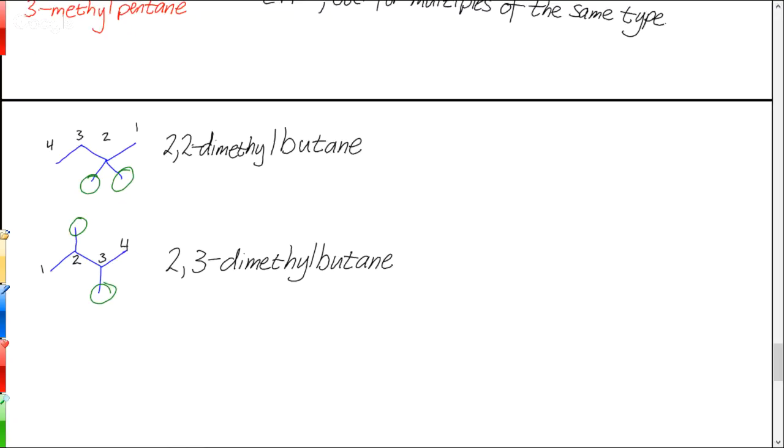What's the longest chain? 1, 2, 3, 4, 5, 6. Yep. So that's a hexane. And the substituents are methyl and methyl at 2 and 5. So that's 2,5-dimethylhexane. Okay. So what about this one?